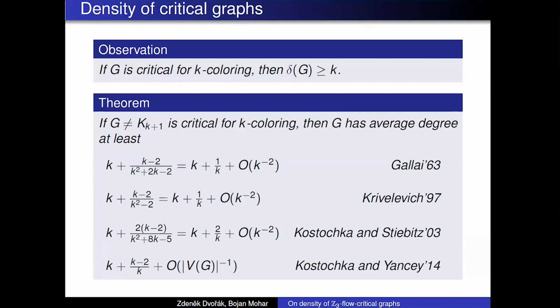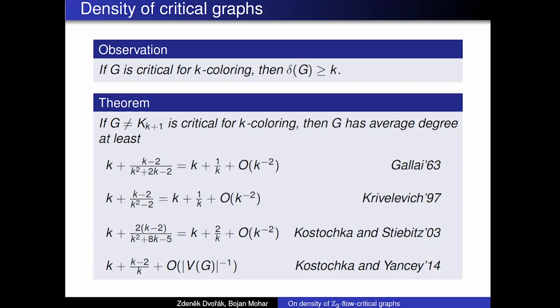And actually, there is a critical graph which doesn't have any vertices of larger degrees, and namely, this is precisely the clique with K+1 vertices, which is K regular. But already Gallai in the 60s observed that this is actually the only example of such a critical graph, and that any critical graph different from the clique must have larger density.